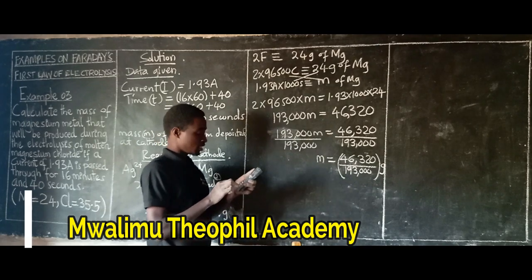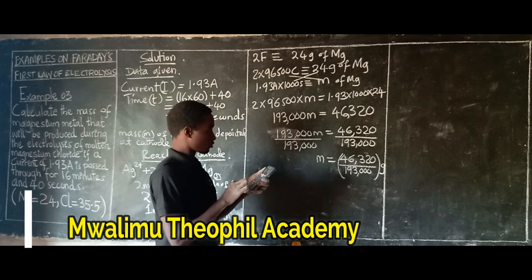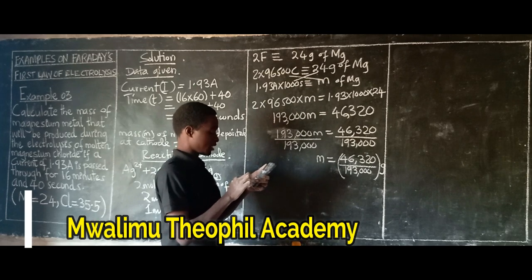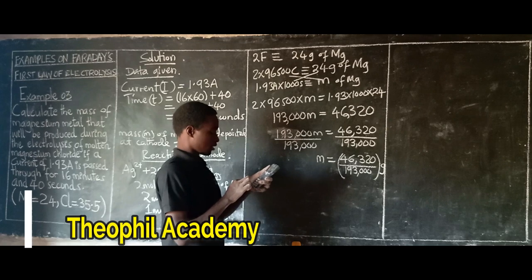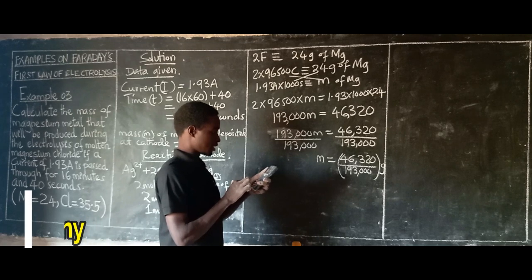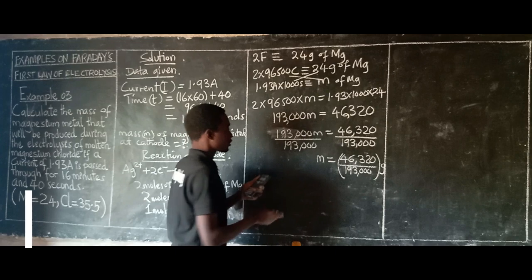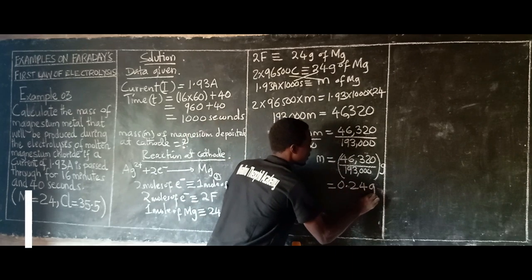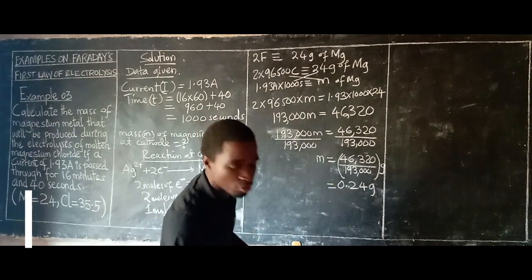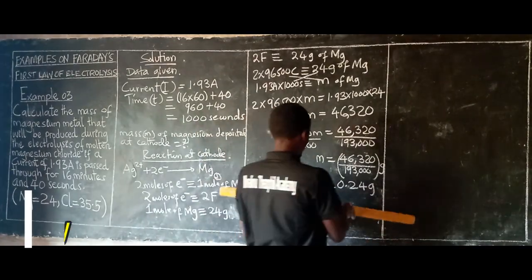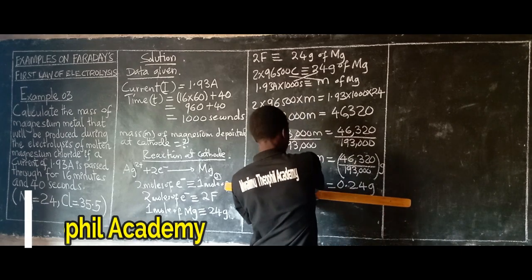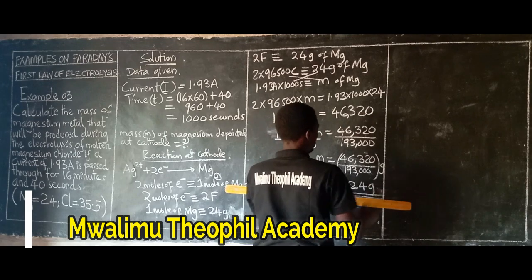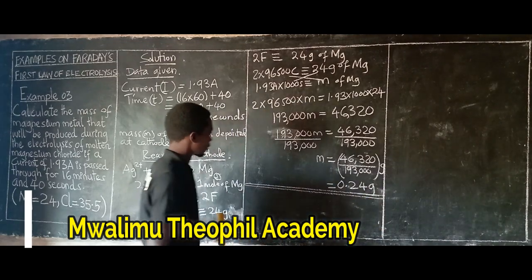Let us now divide 46,320 over 193,000. What do we get? The answer here becomes 0.24 gram. So this is the mass of magnesium which will be deposited at the cathode.